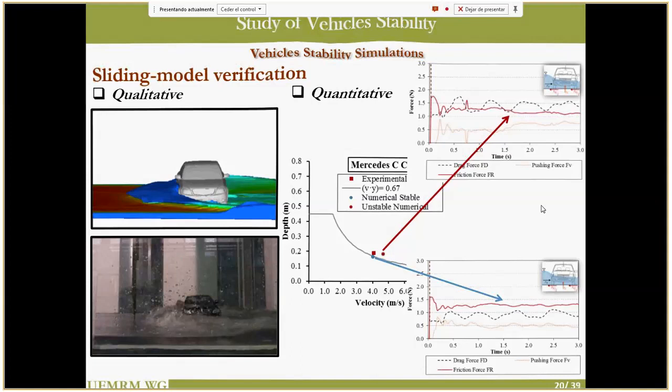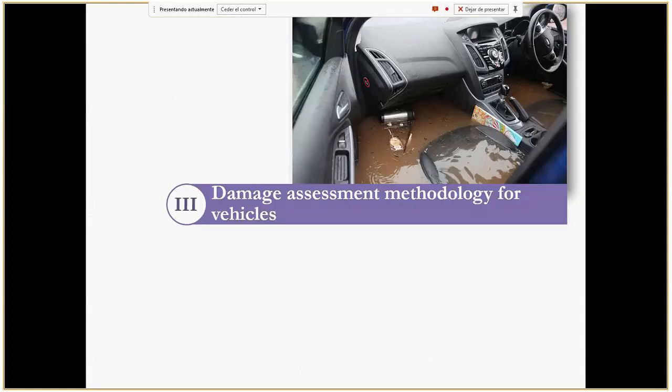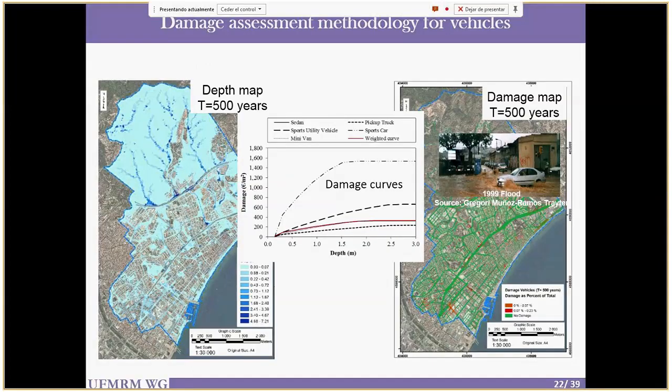Well, and let's turn now to the proposed damage assessment for flooded vehicles. Well, as well as for buildings, in order to assess damages for vehicles, we first need the outcomes from a hydrodynamic model. Okay, you can see here the depth map. And the computational grid or mesh is divided in regular or irregular cells, and velocities and water depths are stored in them.